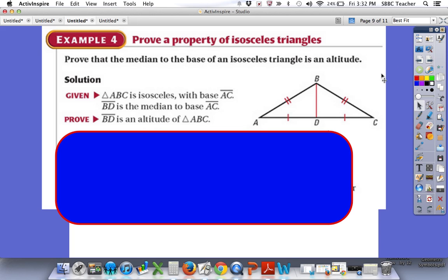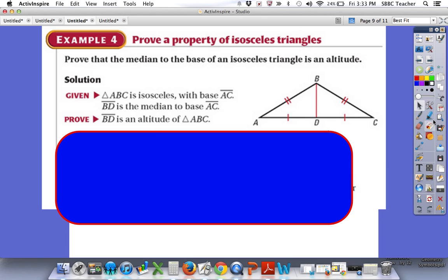Okay. Now these are some proofs that involve medians and altitudes. Here it says, prove that the median of the base of an isosceles triangle is an altitude. So we want to show that this median is actually also an altitude. Triangle ABC is isosceles with base AC. BD is the median to base AC. Prove that BD is an altitude.